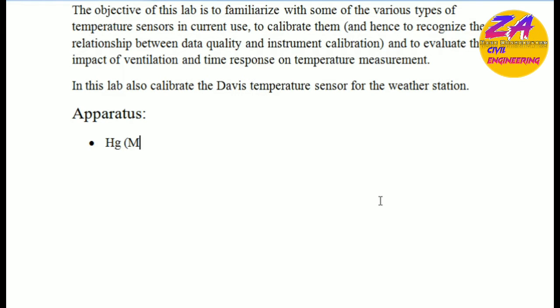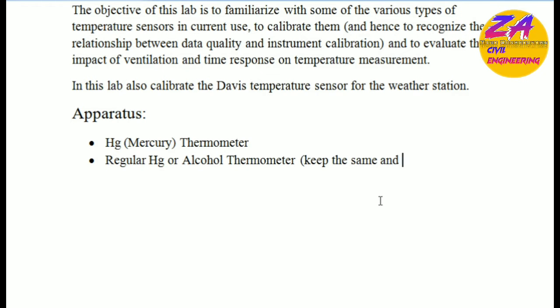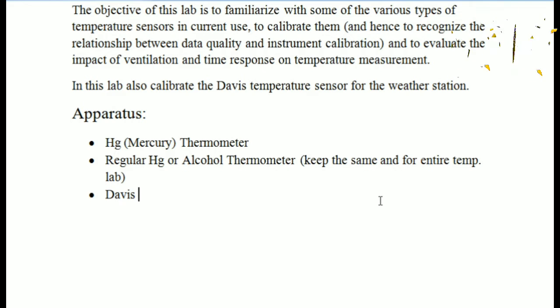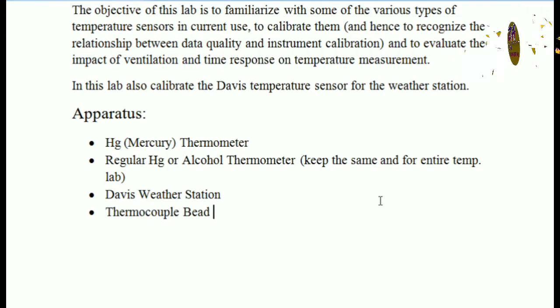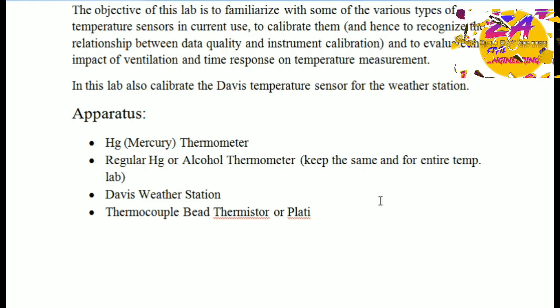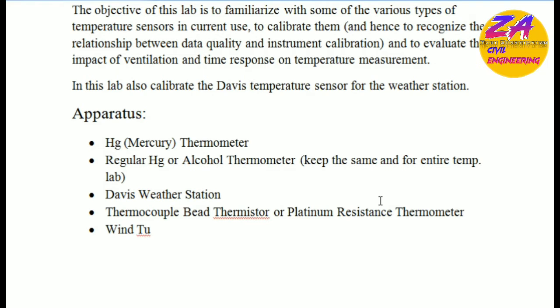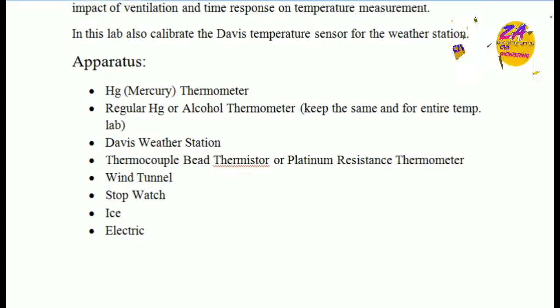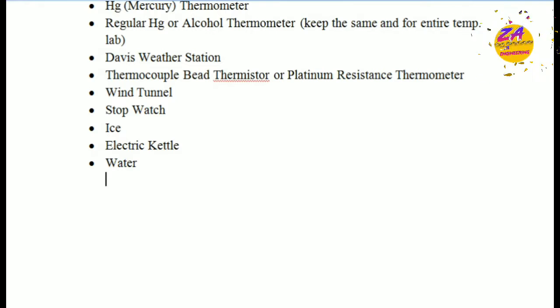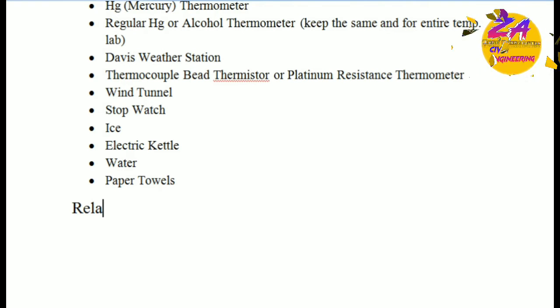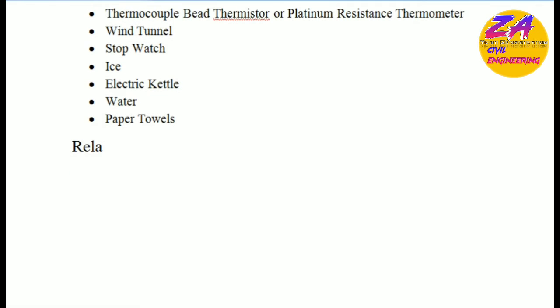First of all, what apparatus do you use in this experiment? First, mercury thermometers. The second, regular or alcohol thermometers. And third, Davis weather stations. And the fourth apparatus is thermocouples, thermistors or platinum resistance thermometers, wind tunnels, stopwatch, ice, and electric kettles, water, paper towels.